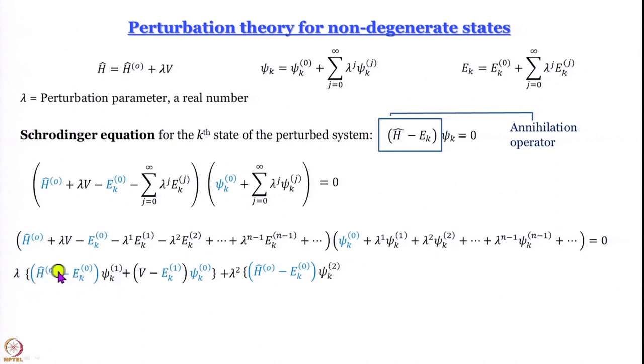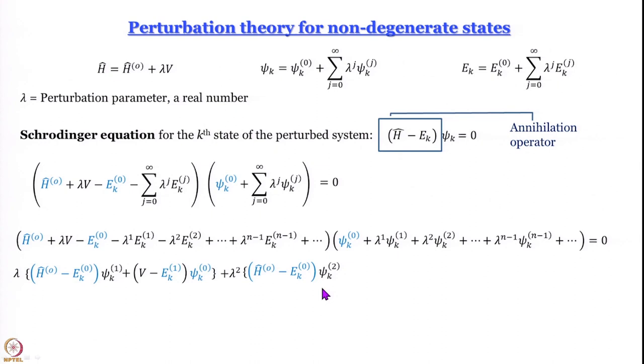So, exactly the same operator as the first term in the coefficient of lambda is seen in the first term of the coefficient of lambda square, same operator but different wave function. The wave function for the coefficient of lambda was the first order correction to the wave function, psi k first. The wave function for the first term in the coefficient of lambda square is the second order correction to psi, okay.